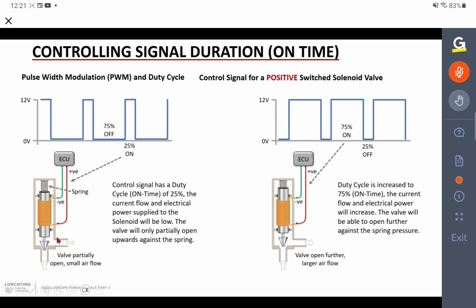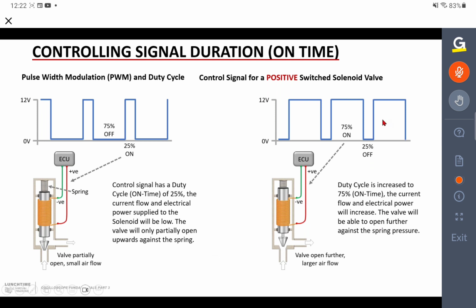It's not exactly true, but it's close enough to be able to illustrate what's going on. So if we've only got a low average current going through the solenoid windings, the valve will only lift slightly, and therefore we get a small amount of airflow through that valve. That could be a fuel pressure control valve, but in this example, we're looking at airflow control.